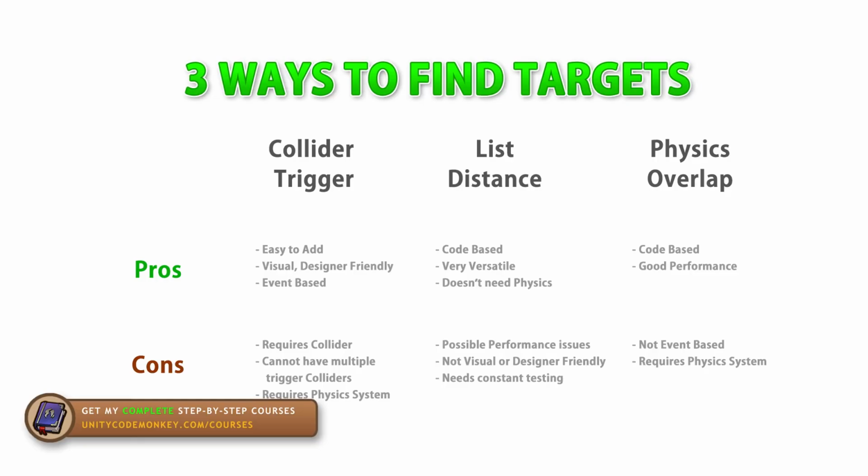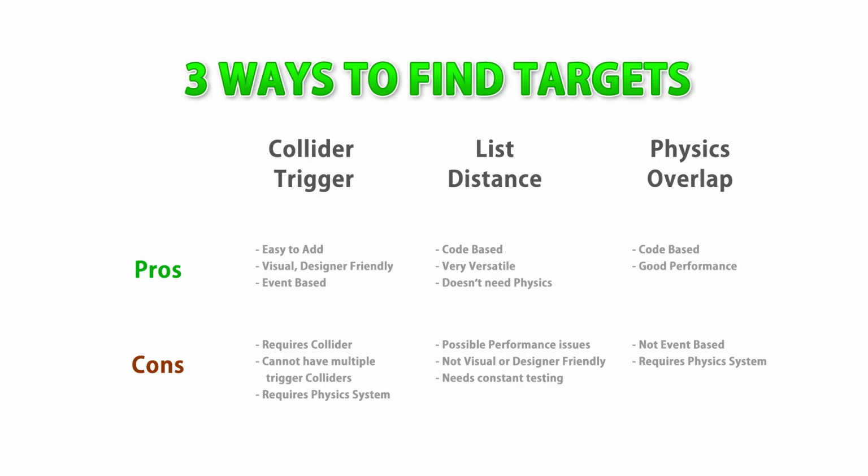Whereas the other 2 methods are done entirely with code, so all of the logic is in the same place. For me, as mainly a programmer, I like to keep my games through code as much as possible, so that is why I prefer those 2. Usually my approach is to use the list distance method since it's so easy to add, and then if I come across any performance issues, then I might change it to the third method.